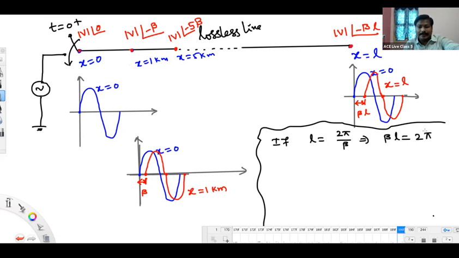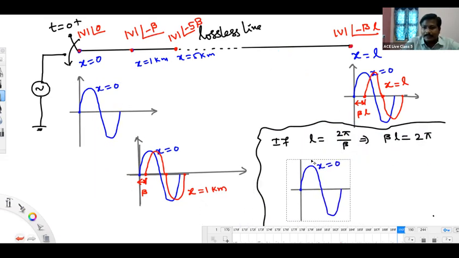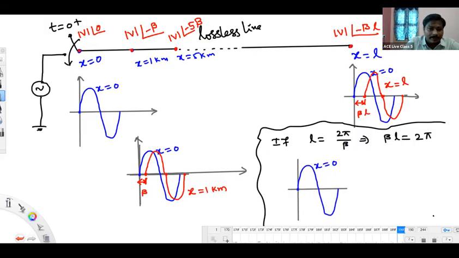Now, if you show the x equals to 0 wave like this, I will extend this x equals to 0 wave a little bit more. Just have a look here. This is the x equals to 0 wave. We are extending. Okay, the x equals to 0 wave extended.